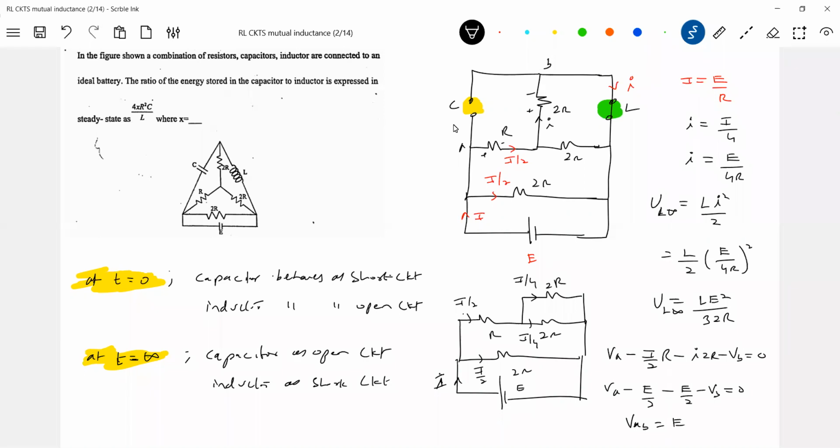So then what is the charge across the capacitor? Q should be equal to C into VAB, which is CE. Then what is the energy stored across the capacitor? UC at infinity should be equal to Q square by 2C, which is C E square by 2. It's asking the ratio of energy stored in the capacitor to that across the inductor. So dividing these two.